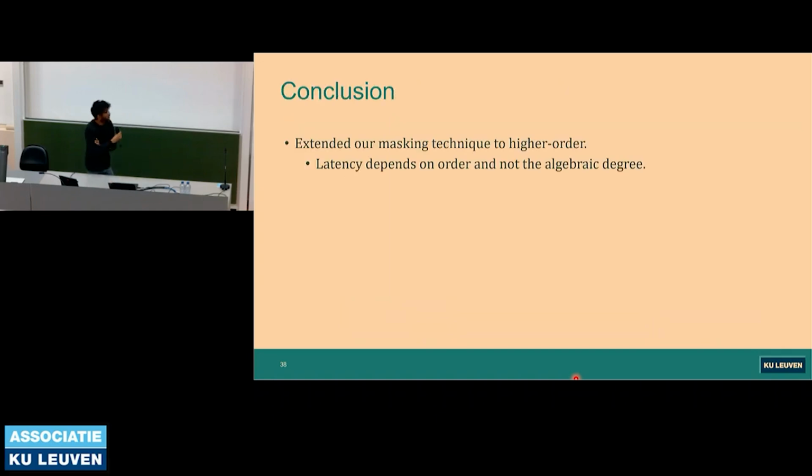So in conclusion, we extend our masking technique from the previous paper to achieve higher order security. In most of the other work, I think existing work, the latency is always coupled with the algebraic degree of the function, but not for us. It only depends on the security order of the construction. And it's applicable to arbitrary Boolean functions and doesn't depend on the structure of the S-box or anything. You just need the equations. Once you have the S-box table, you can construct it from there. You don't need anything more than that.